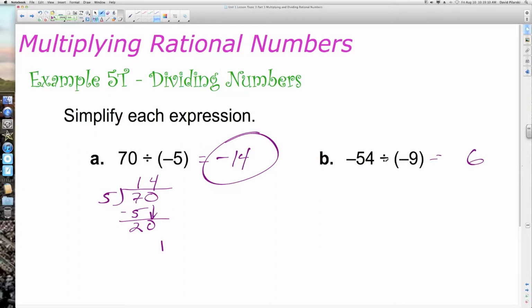And a negative divided by a negative is always a positive. So our solution here is a positive 6. The key takeaway when dividing rational numbers or signed numbers is that if you have the same sign, the answer is positive, and if you're dividing opposite sign numbers, the sign is negative.